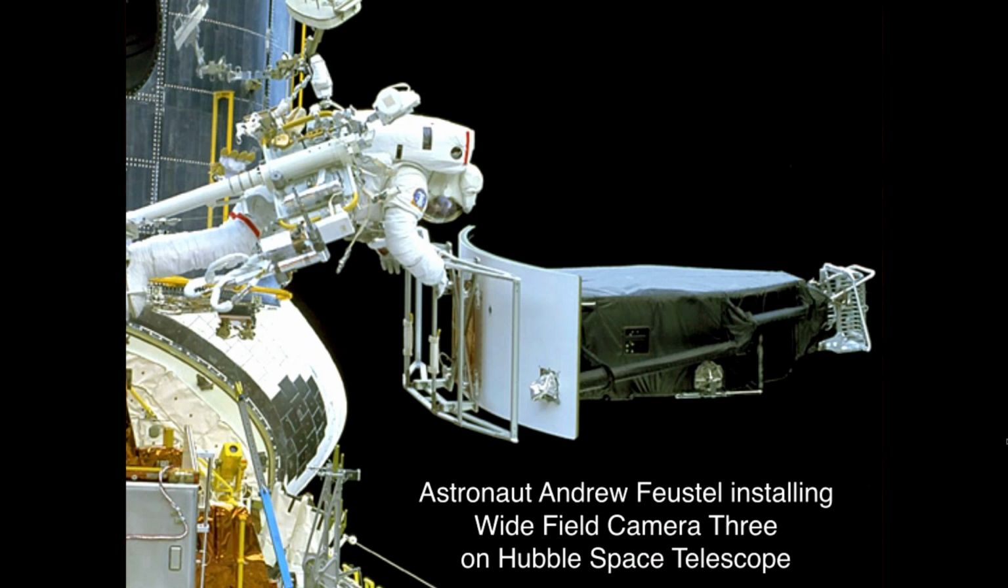So what's made these new discoveries possible is Wide Field Camera 3, and this is the astronaut installing that camera on Hubble Space Telescope. They took out Wide Field Camera 2 and replaced it with this much larger and better instrument, and the key thing is that it gave us infrared capability.